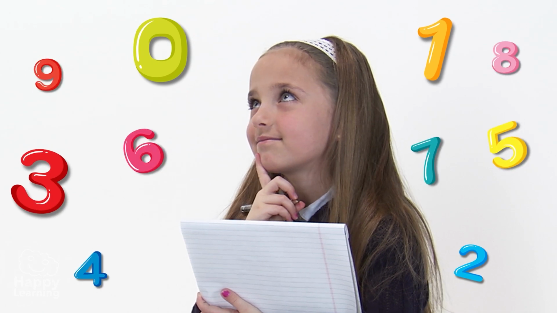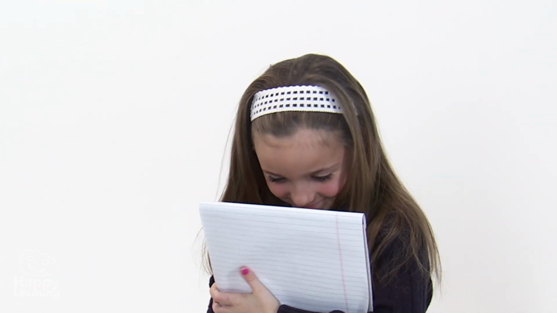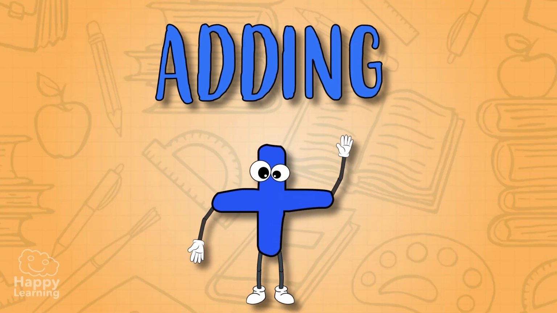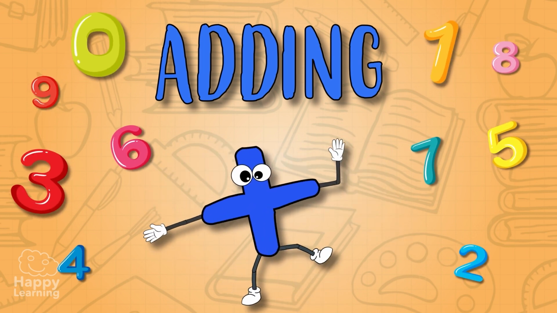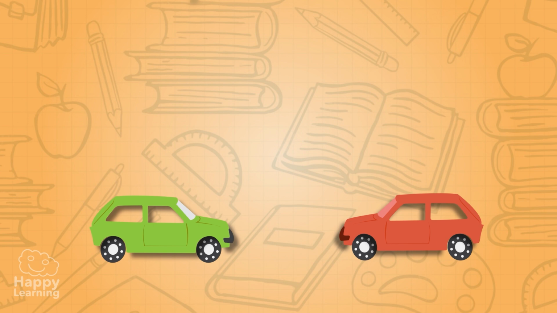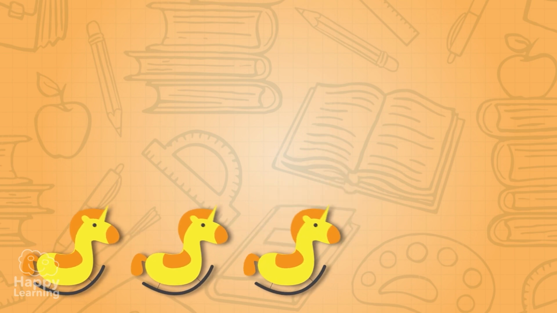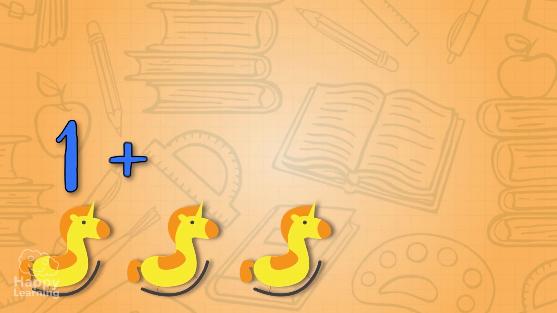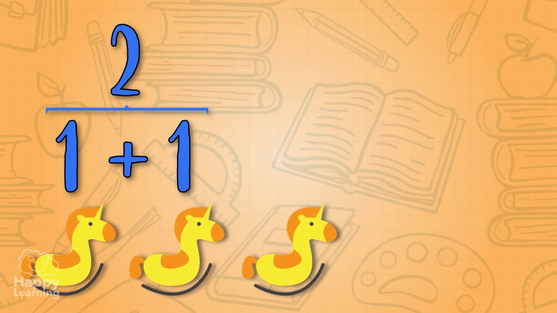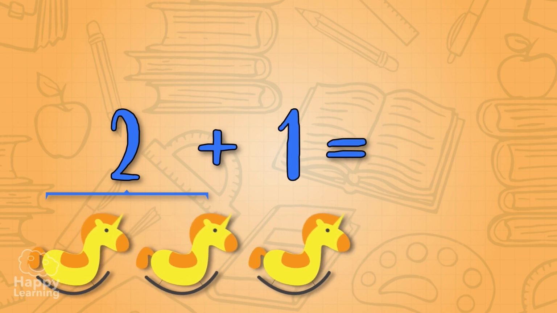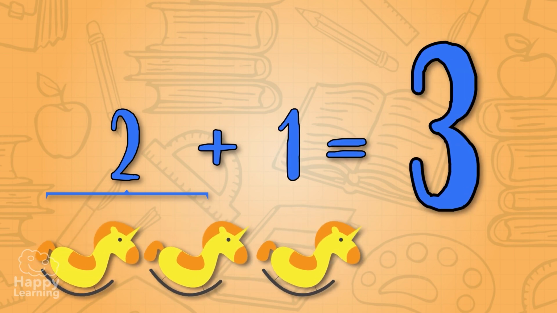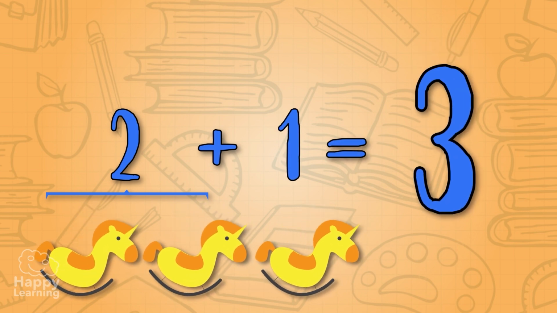Today, we're going to learn how to add numbers. Wait and see how fun it is. Adding is joining things and counting them. It's that simple. For example, let's add how many toys we have. 1 plus 1, 2. Plus 1, 3. We have 3 toys. Easy peasy, huh?